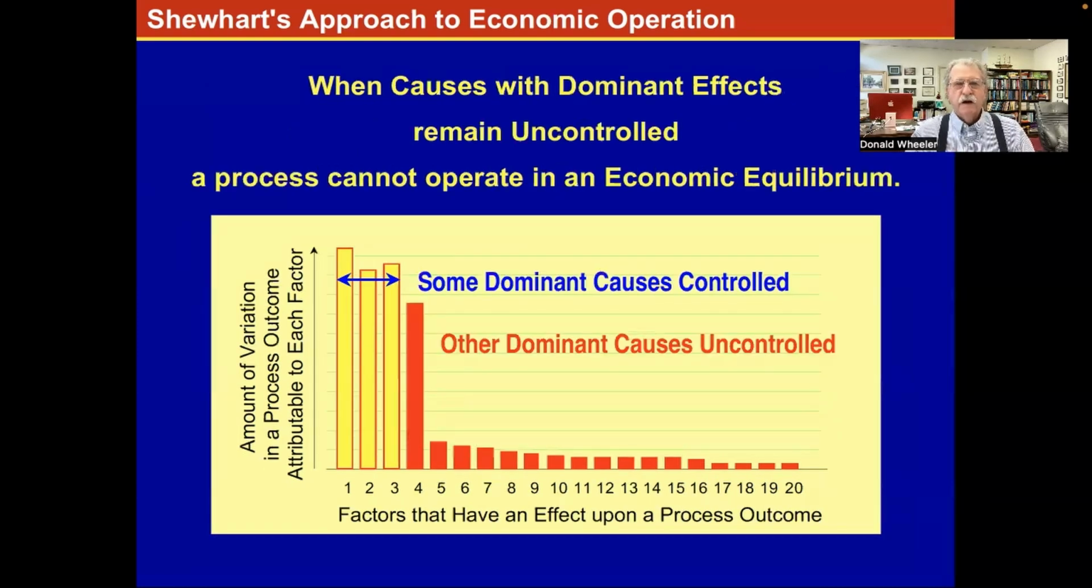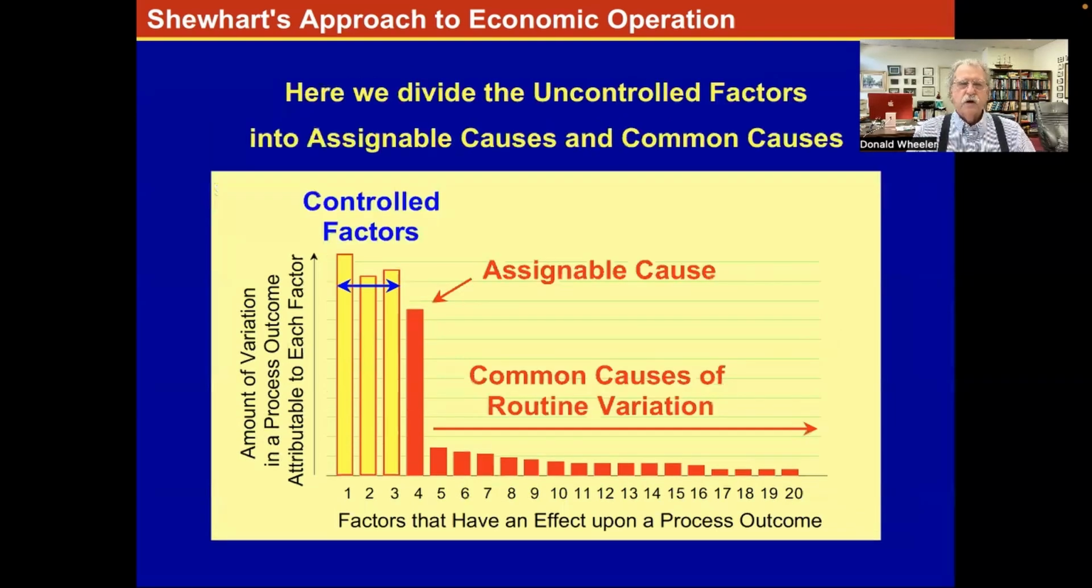When causes with dominant effects remain uncontrolled, a process cannot operate in an economic equilibrium. An uncontrolled but dominant cause is called an assignable cause. So we divide the uncontrolled factors into 2 groups, assignable causes and common causes of routine variation.